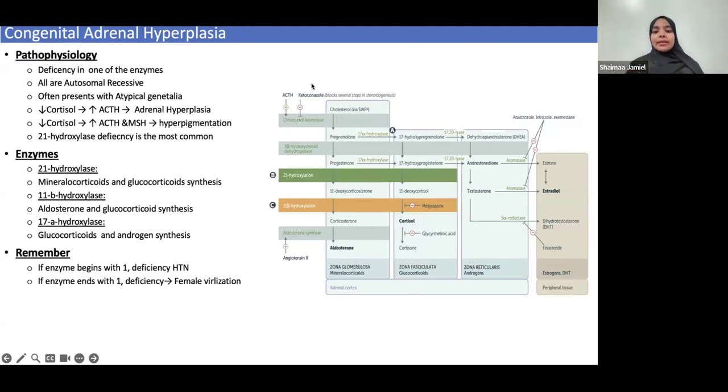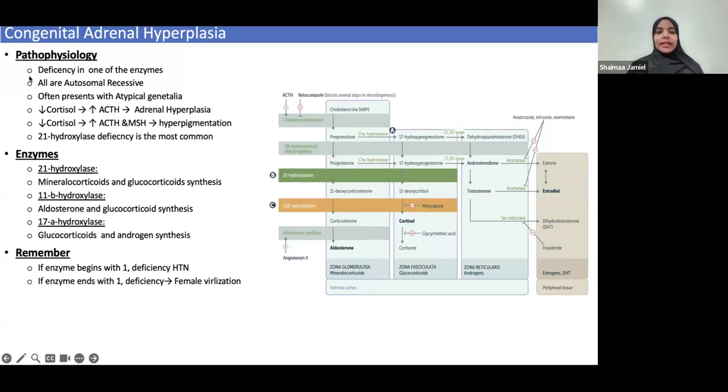Okay. And as we mentioned before, ACTH is not secreted directly as ACTH, it's secreted as a molecule called POMC. And POMC gives you ACTH and something called MSH, which is going to increase the melanin production, which can lead to hyperpigmentation if it's in high levels. Okay.